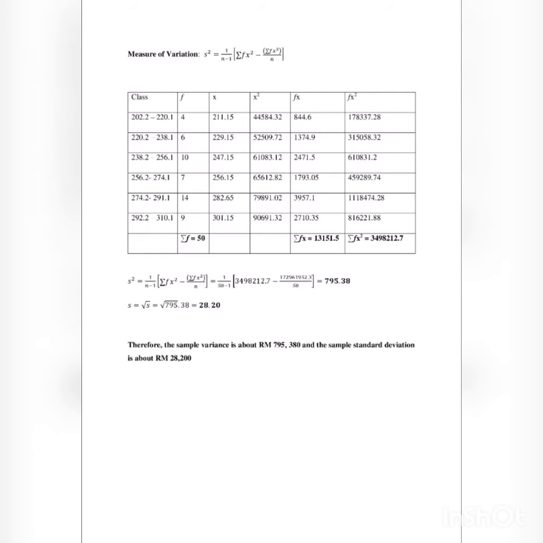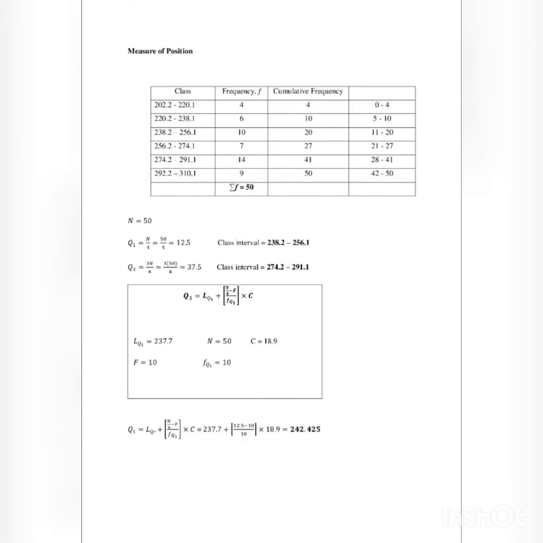We put all the data into the formula and we get the variance, 795.38. To get the standard deviation, we square root 795.38 and we get the answer 28.20. So the sample variance is about RM 795,380 and the sample standard deviation is 28,200 ringgit.